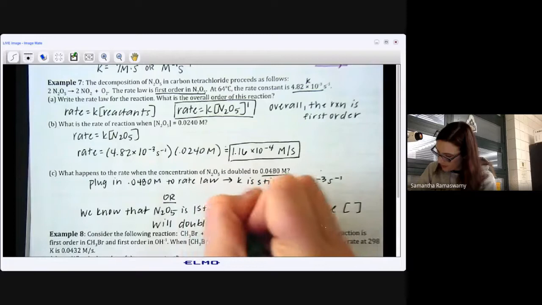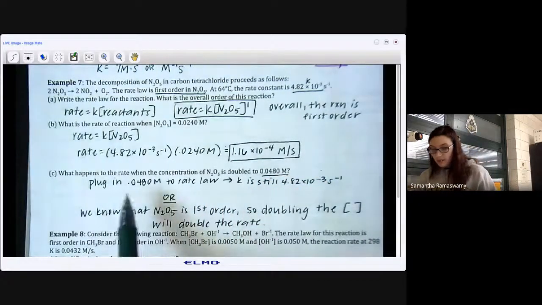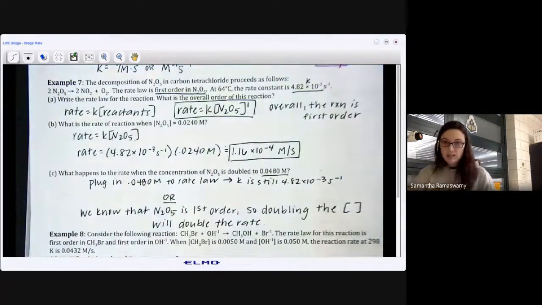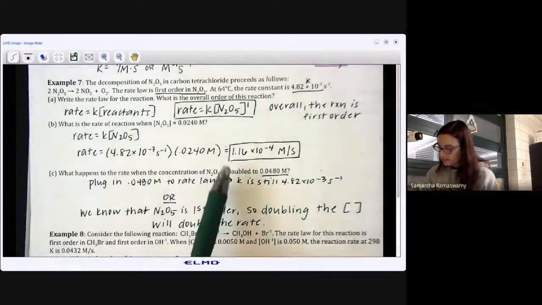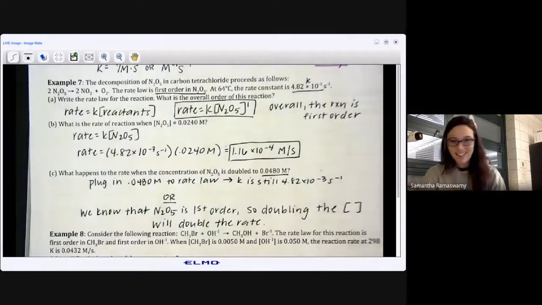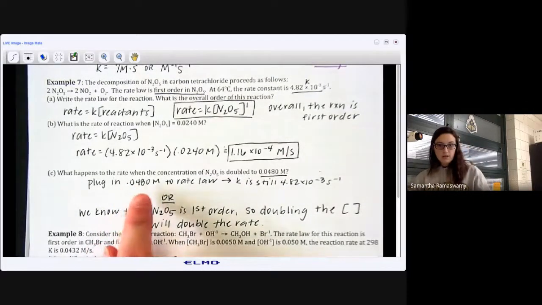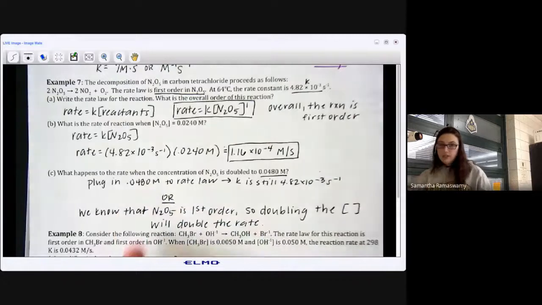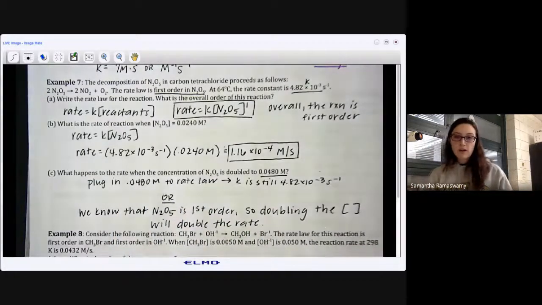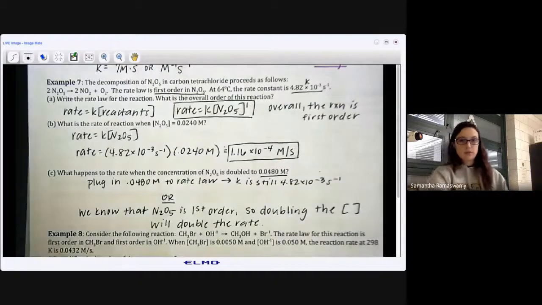will double the rate. And if you don't believe me, do 0.048 times 4.82 times 10 to the negative third, and I bet you're going to get double this number. And I know you will, because I did that calculation. So you could either plug in mathematically and solve for rate, or we can just use the idea that we know N2O5 is first order. So doubling the concentration of that reactant will double the rate because it's proportional.